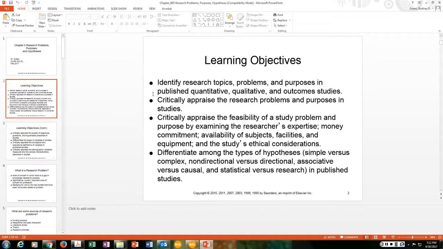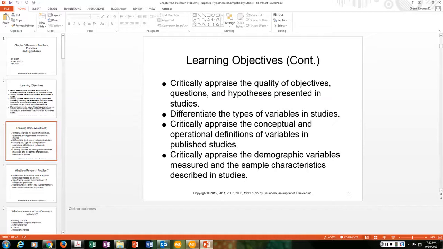Critically appraise the feasibility of a study problem and purpose by examining the researcher's expertise, money commitment, availability of subjects, facilities, and equipment, and the study's ethical considerations. Differentiate among the types of hypotheses in published studies. Critically appraise the quality of objectives, questions, and hypotheses presented in studies.